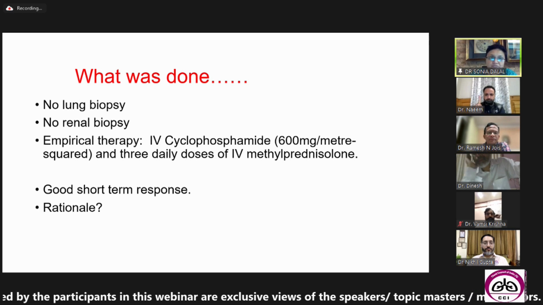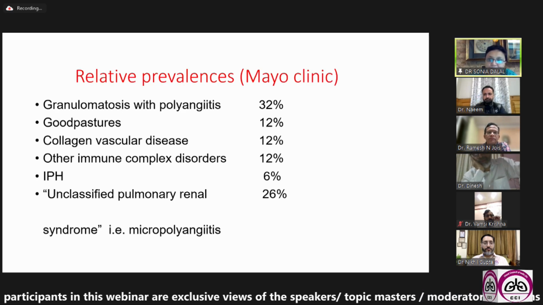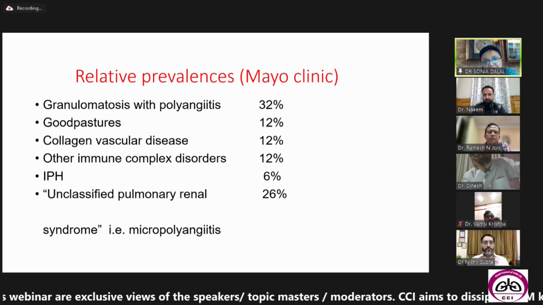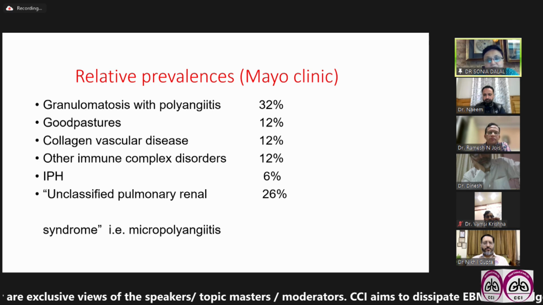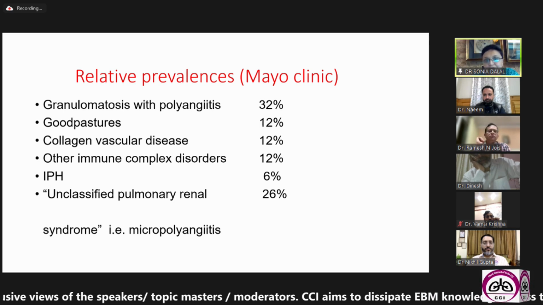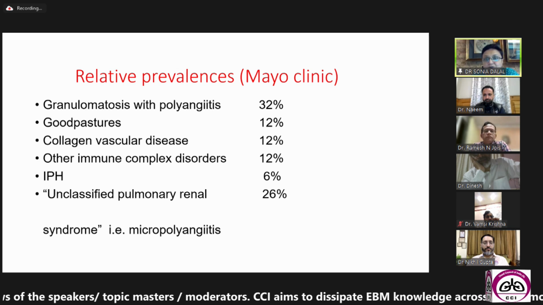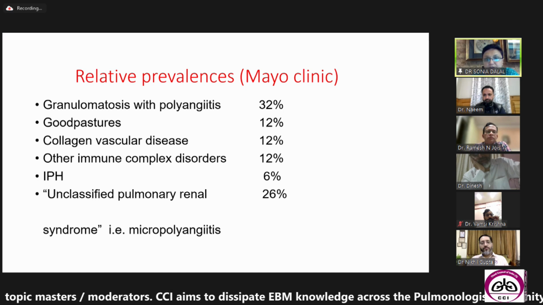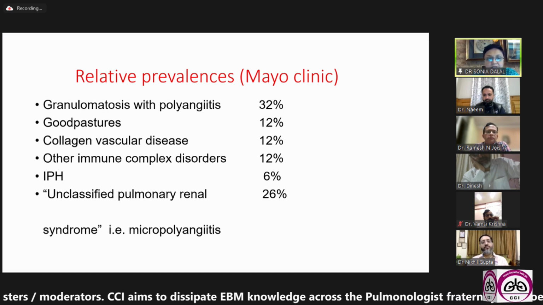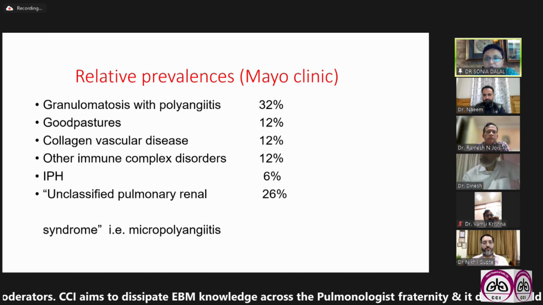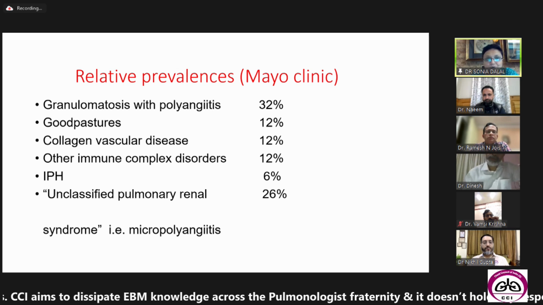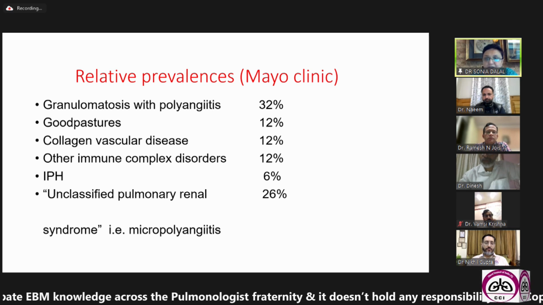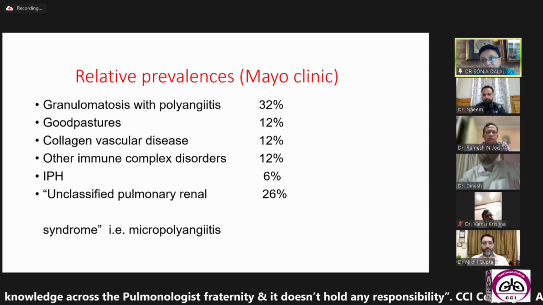So to add to what you have said, this is a study from the Mayo Clinic, which says that when you don't have anything, the relative prevalences are: granulomatosis with polyangiitis 32%, Goodpasture 12%, collagen vascular disease 12%, other immune complex disorders 12%, IPH 6%, and unclassified pulmonary renal syndromes 26%. So looking at that 32% window of granulomatosis with polyangiitis, we thought of giving life-saving IV cyclophosphamide and methylprednisolone to the patient.